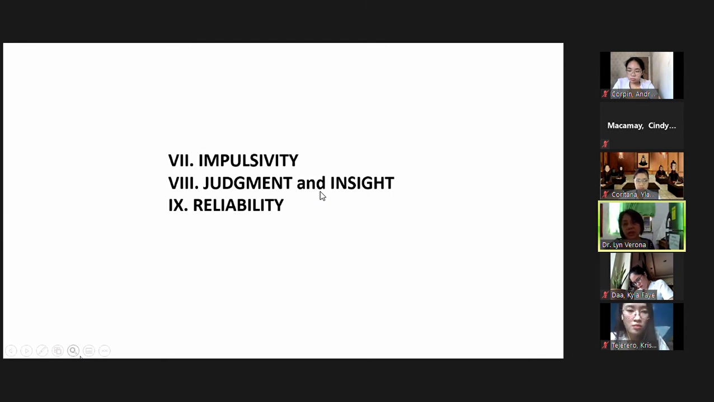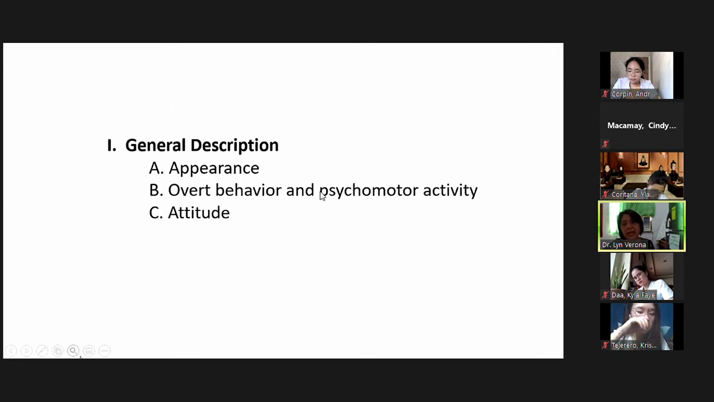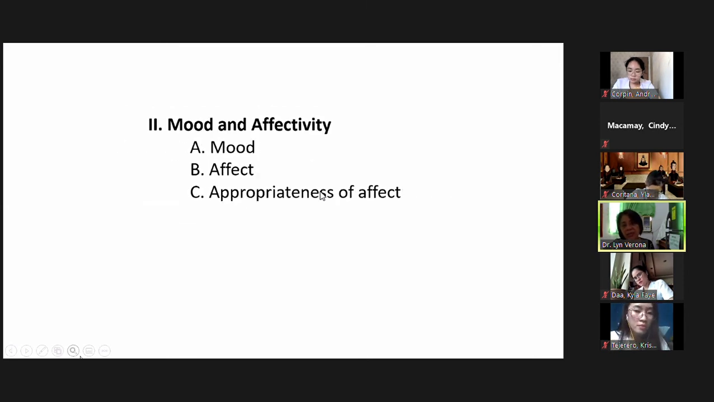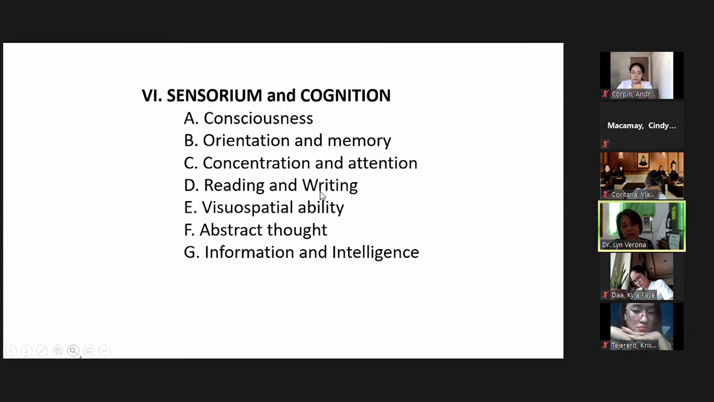So this is your mental status examination. Again and again, I'm telling you that even if the patient is silent, even if the patient is violent, you can still get their mental status examination. And mind you, when they come back, you will already find other information in your mental status examination.